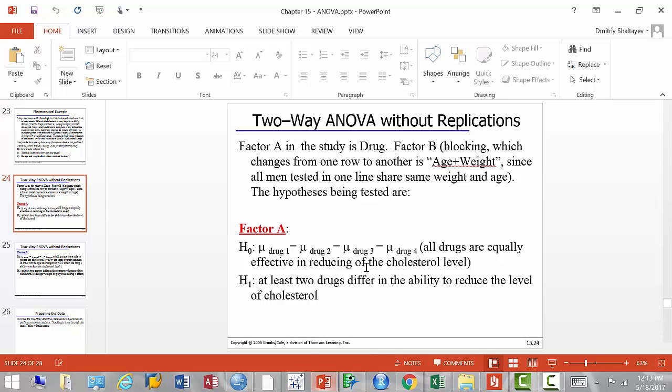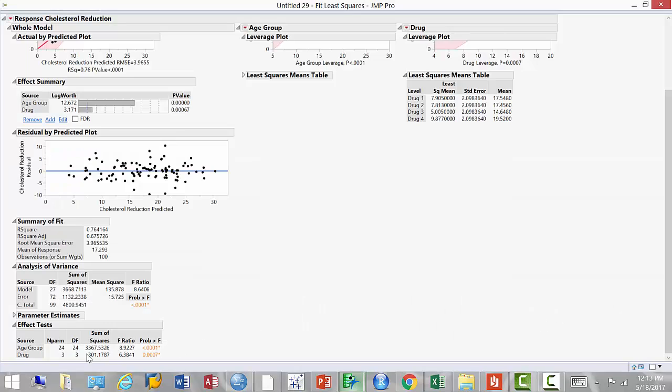So the pharmaceutical company now should investigate out of these 4 drugs, some are better, some are worse. Probably they want to go with the best one, right? Not all these drugs give you the same result. That's our finding number 1. And what's the finding number 2? Age group. It had a very small p-value, less than 1%, much less than 1%. So once again, I reject the null in favor of the alternative, right?